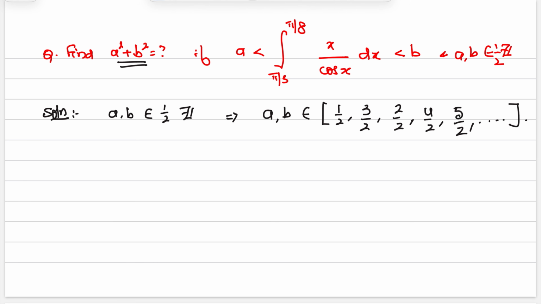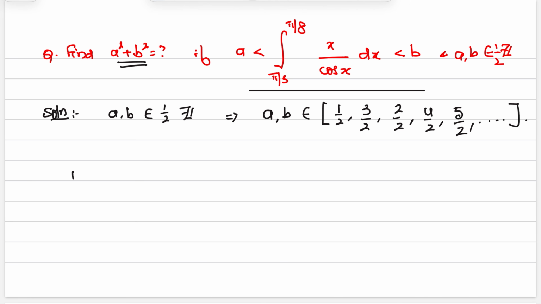where a and b are such that a is less than the definite integral from pi by 3 to pi by 8 of x by cos x dx, and that particular value is less than b. This is what is our question. Now let us try to solve it step by step.